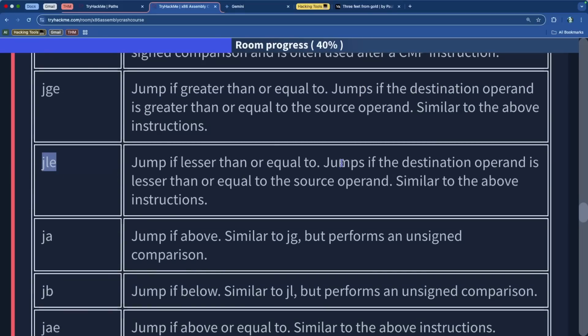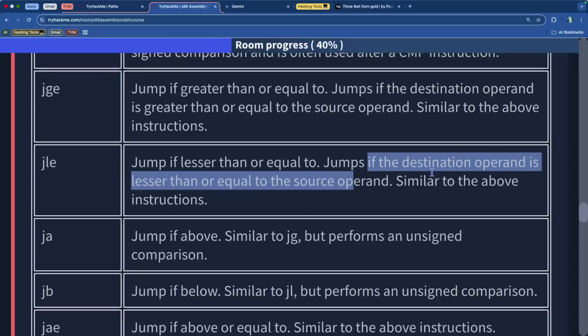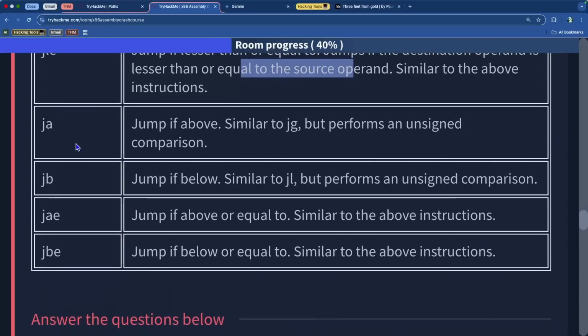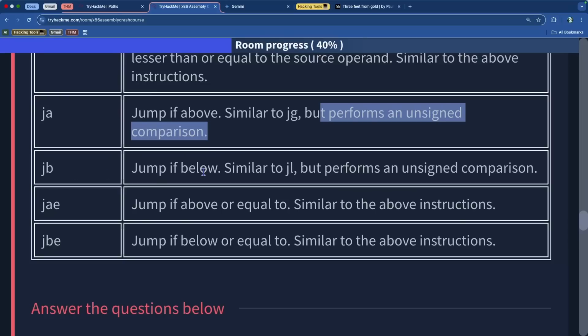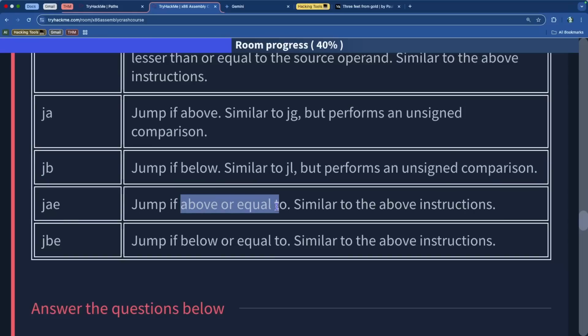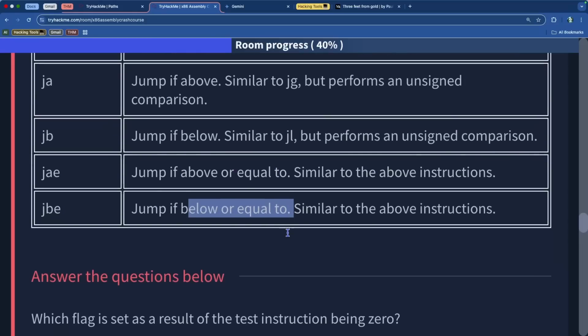JLE would be lesser than or equal to. So if the destination is lesser than or equal to the source. JA, jump if above. So similar to JG, but performs an unsigned comparison. JB, jump if below. If you don't know what above or below means, that means you have not seen the last video. So there is an order of things that comes in when you're looking at the stack. And so either things are above or below each other. JAE, above or equal to. JBE, below or equal to.